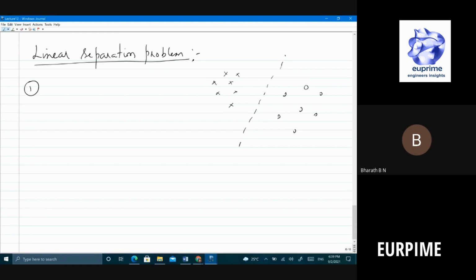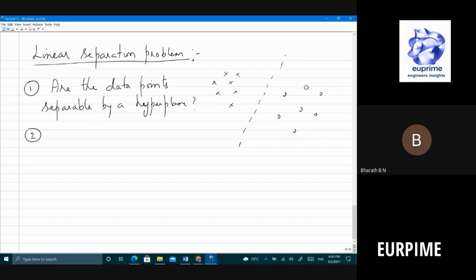So the first question that we can ask is, are the data points separable by a hyperplane? We will see what a hyperplane is. What is the next question? If the answer to the first question is yes, then how do you find that hyperplane? Well, in the first class itself, I came up with a problem which is straightforward and intuitive, but that's not how you solve this problem, or how you pose the problem.